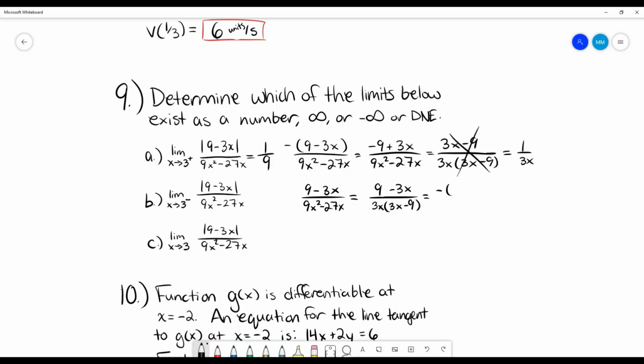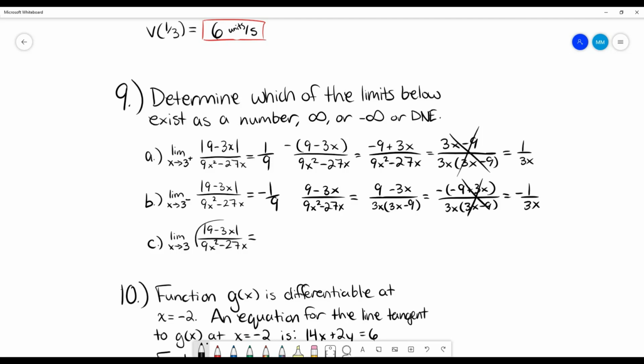That should just be 9 there. So it should be negative 9 plus 3x, and now, obviously these are written differently right now, but they are the same thing because I can just move those around. So now I get negative 1 over 3x. So the limit from the left approaches negative 1/9.